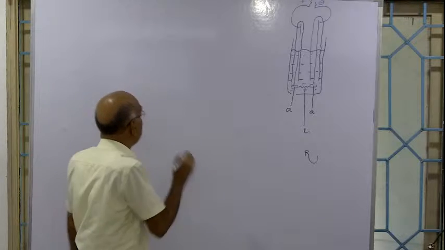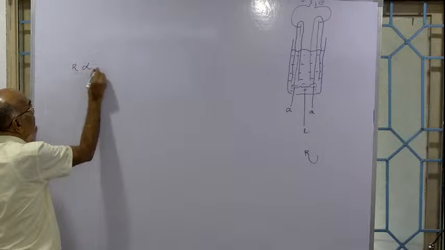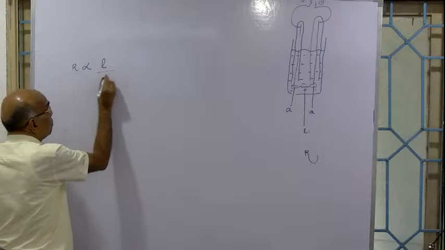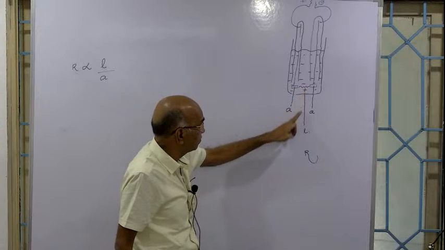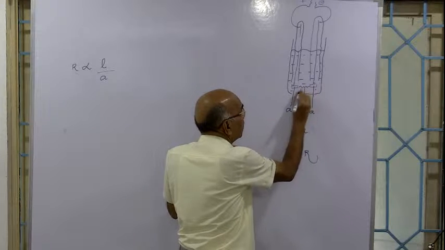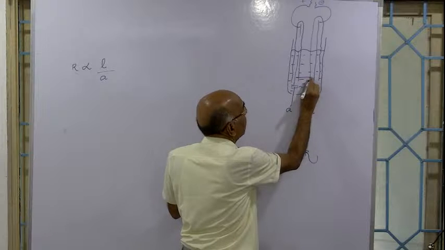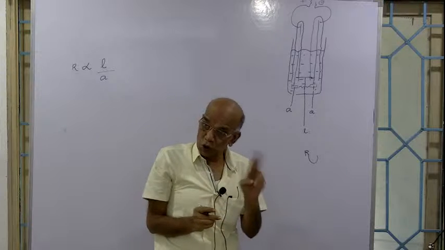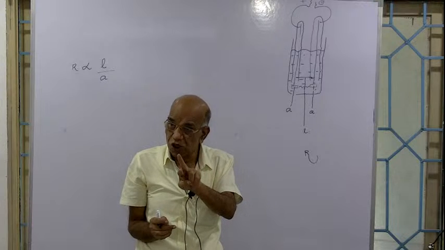R is directly proportional to the distance between the two electrodes, which is L, and inversely proportional to the cross-sectional area of the electrodes. This is the distance, these are the electrode distances. L can be like this. This is L.